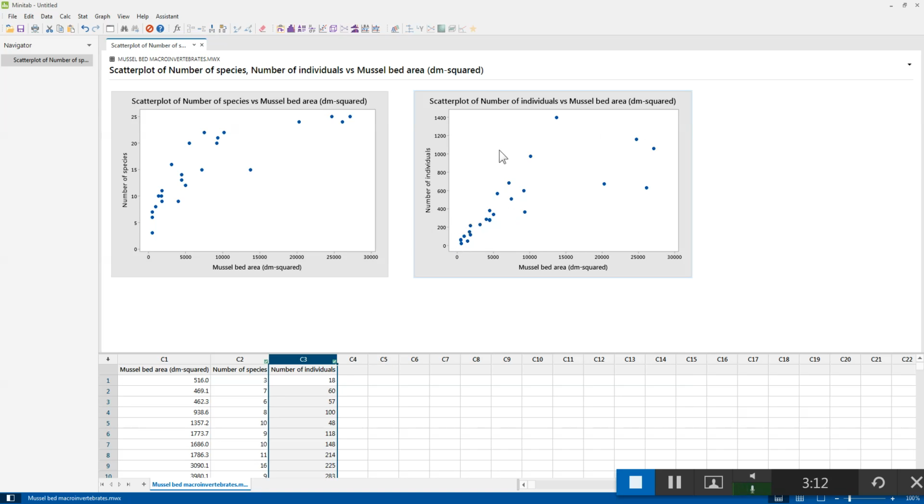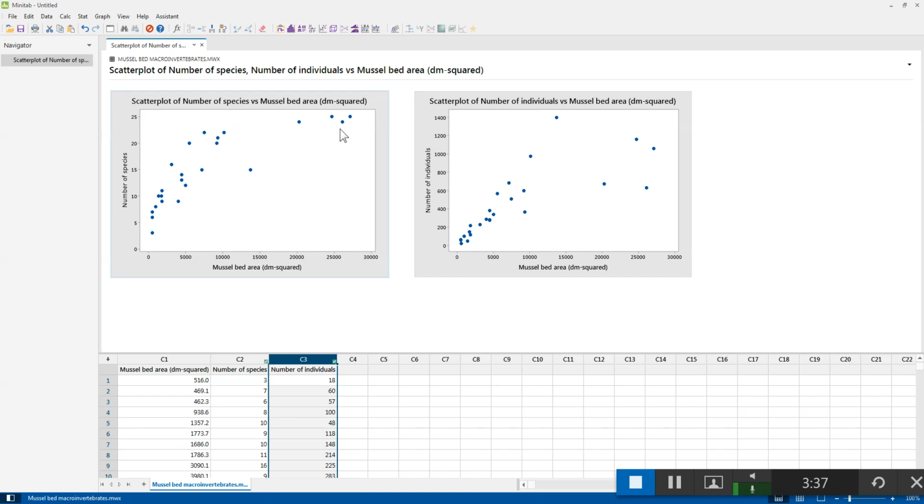Very strange. Mussel bed area is a predictor for number of species, a bit better. Nice linear relationship here, but you can see it's curving out. If I was to put a straight line through there, it's going to describe that spread of data very poorly. If I was to put a curvy line through there, that's going to be a bit better. So by eyeballing the data, I can see, yes, there is a relationship.